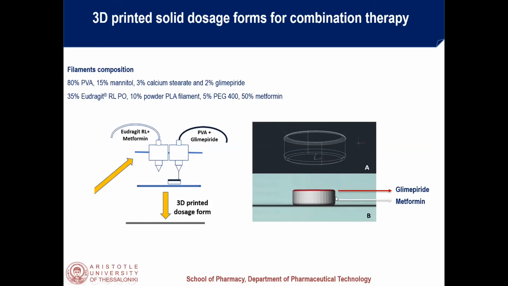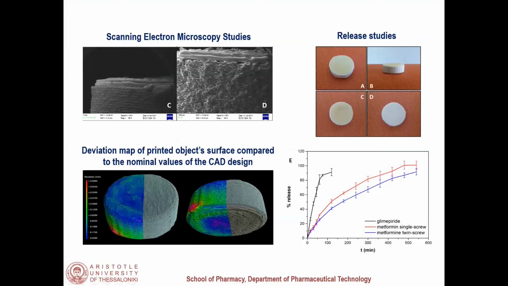Again, we got some electron microscopy results. In the left image, you can see the dosage form using a single screw extruder, and in the right part you can see that we have fusion using a twin screw extruder. Again, we used X-ray tomography, but this time we wanted to see the deviation of the printed objects compared to the nominal values of the CAD design.